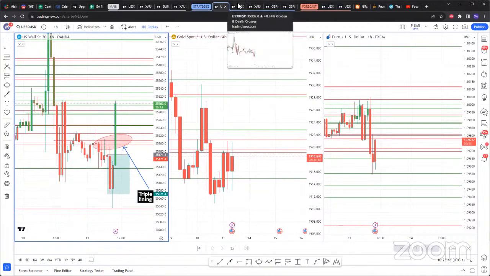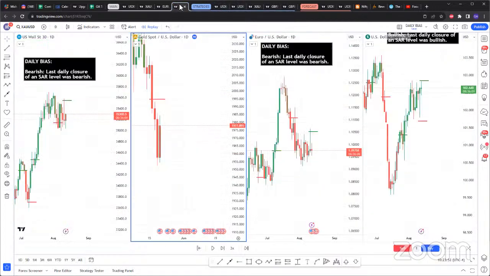So don't worry about your bias being wrong or right. Just focus on your bias, and then you're not looking for entries on the daily. The daily is only giving you the bias, or the entries to look for, in the 4 hour or on the 1 hour.